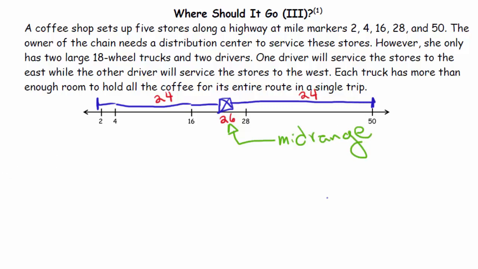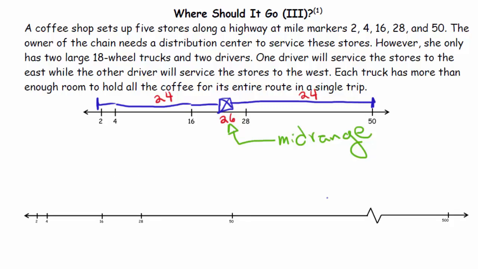Just like we did before, we can look at that case. What happens when we add this store way out here at mile marker 500? Is that going to affect our distribution center? In this case, it most definitely will, because we are way out here. Before, my distribution center was at mile marker 26, but now I want to be halfway between 2 and 500, and you found that that was way over here somewhere at mile marker 251. So yes, we had to move our distribution center all the way down here. So we saw that unlike the median, the mid-range was affected by this outlier.